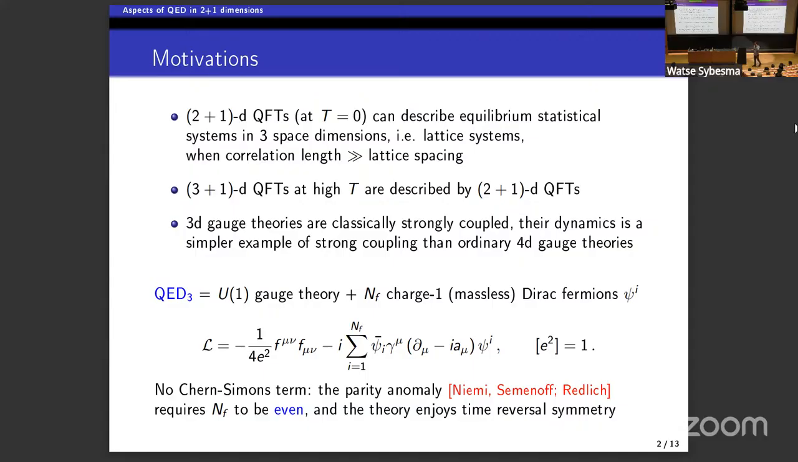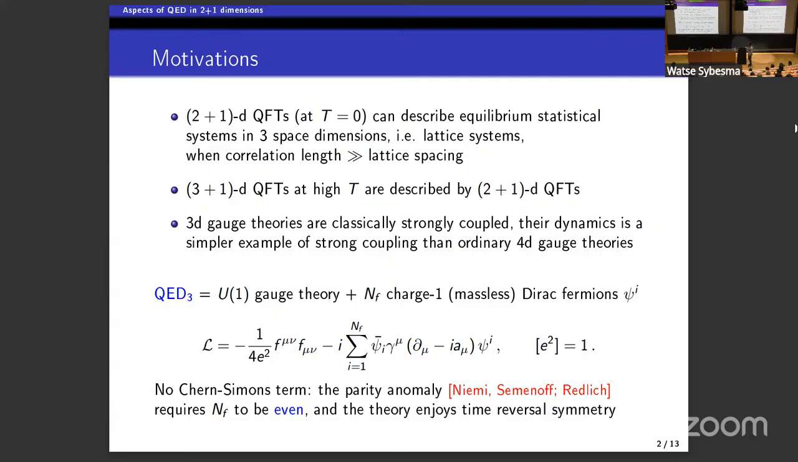From a more theoretical point of view, the point is that 3D gauge theories are classically strongly coupled. This is because the gauge coupling has a classical mass dimension. And so these are the simplest example of strong coupling with respect to ordinary 4D gauge theories.